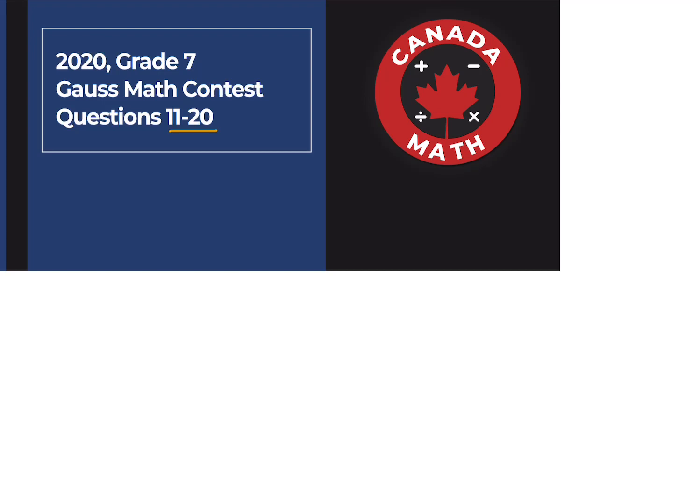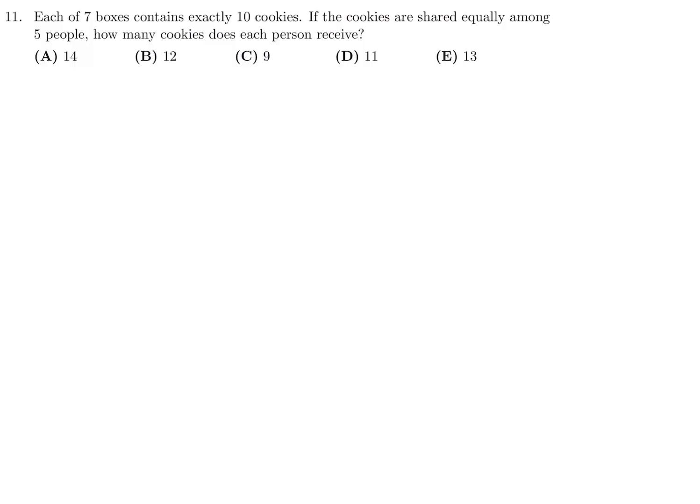Questions 11 through 20 on the 2020 Grade 7 Gauss Math Contest. Each of the 7 boxes contains exactly 10 cookies. If the cookies are shared equally among 5 people, how many cookies does each person receive?